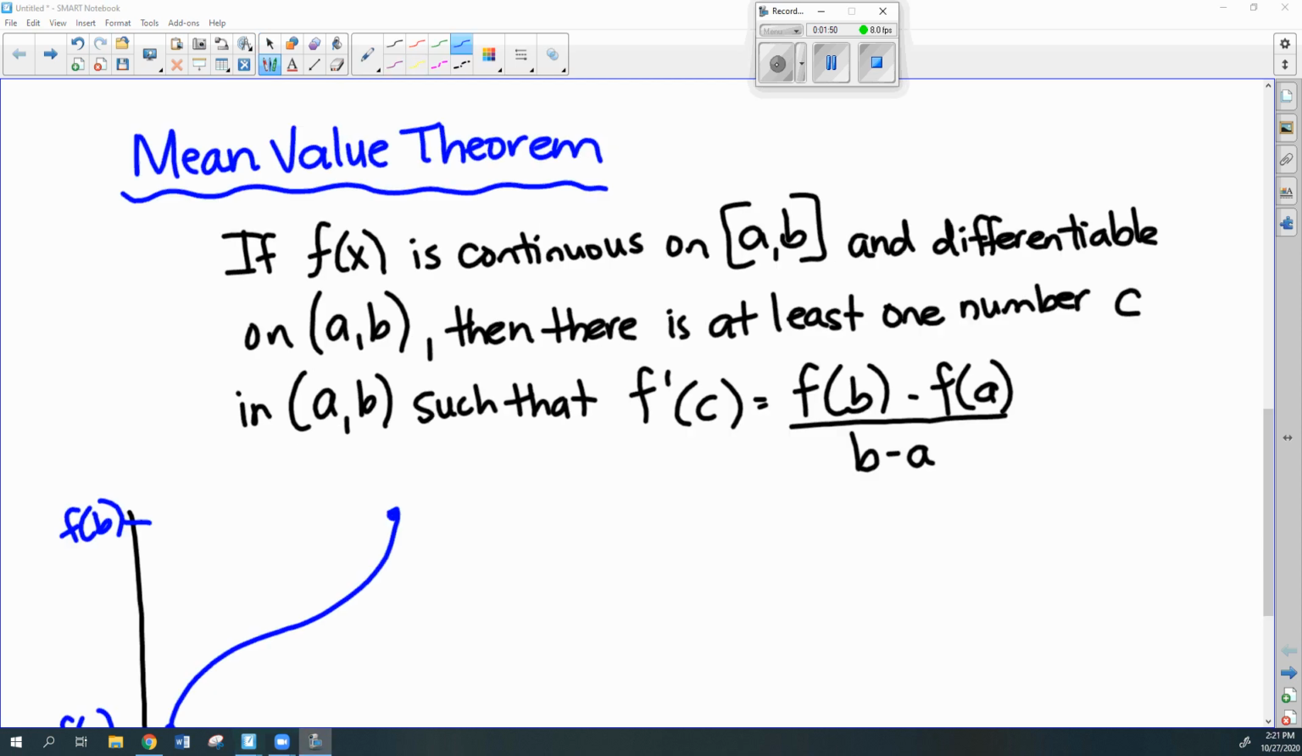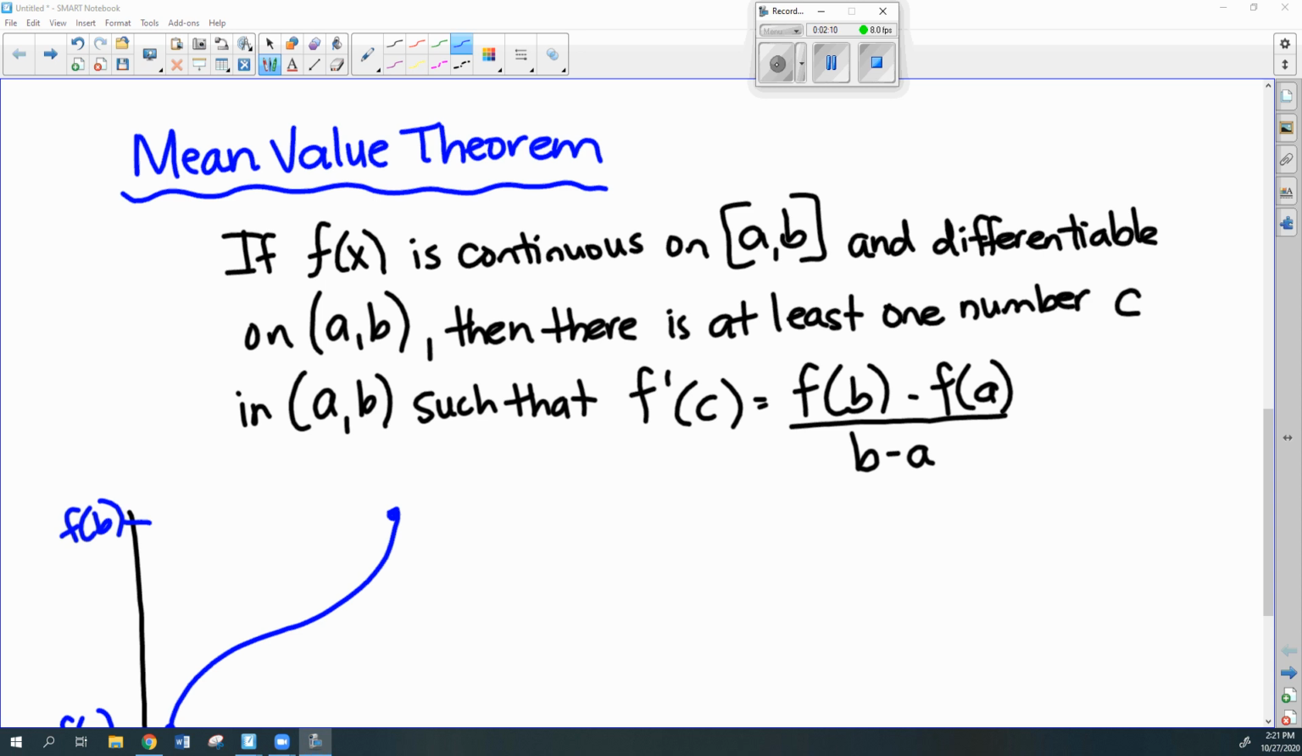Okay. So once we finished reviewing the intermediate value theorem, then we moved on to the mean value theorem. And again, I paused the video while I was writing it up to make the video go faster. Plus, I hope you already have this written down in your notes. If not, you'll want to pause it and write this stuff down.